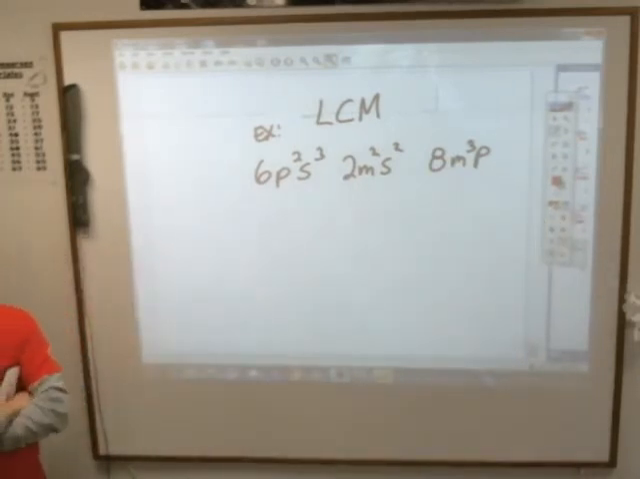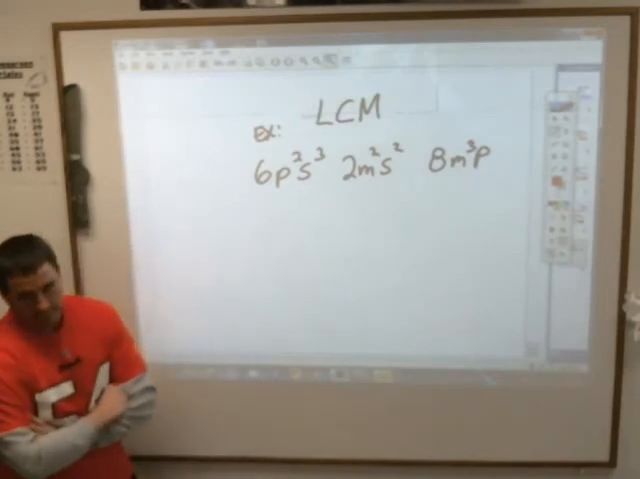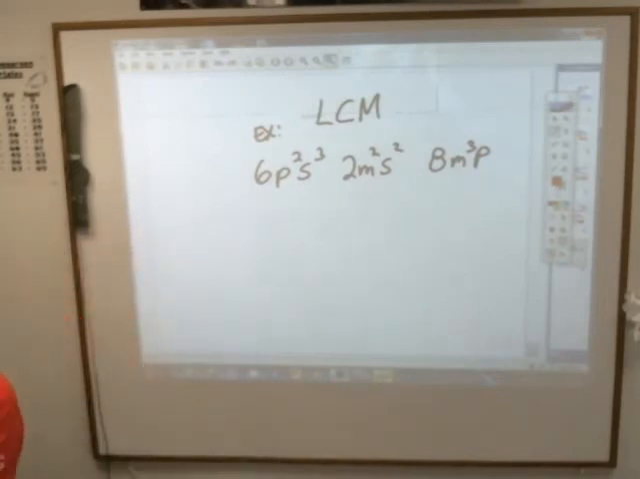Take your best shot at that. Tell me what you get for an answer. You should be close to it by now. If those were the bottom of fractions, what would you put for the common denominator?